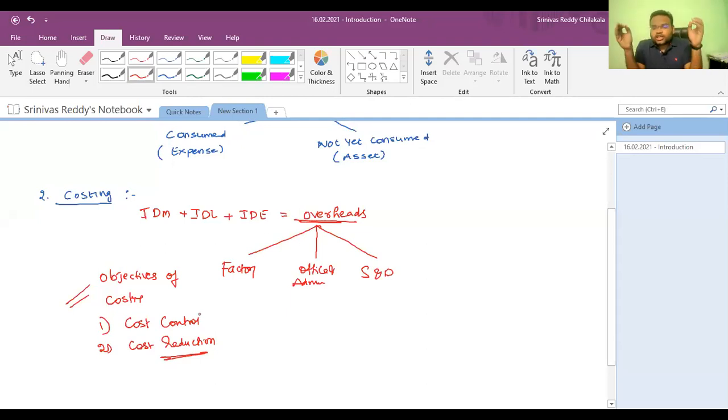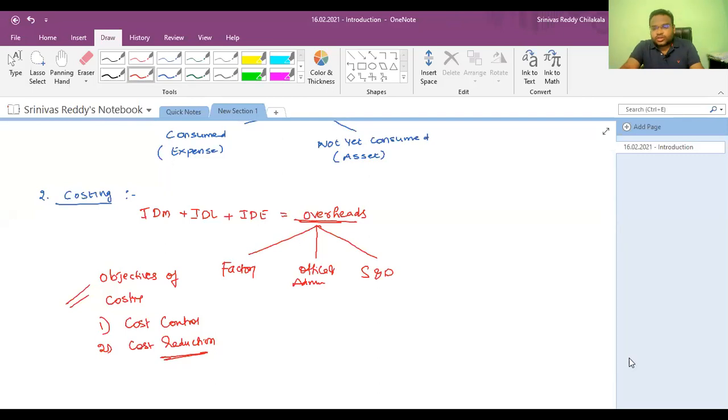So don't get confused about what is costing and what are the objectives of costing. Costing is techniques of costing and methods of costing. That is costing. These two are the objectives of costing. Why are we implementing costing techniques or doing these costing methods? Only for two purposes. One is cost control, the second one is what, Amma? Cost reduction. Is it clear?